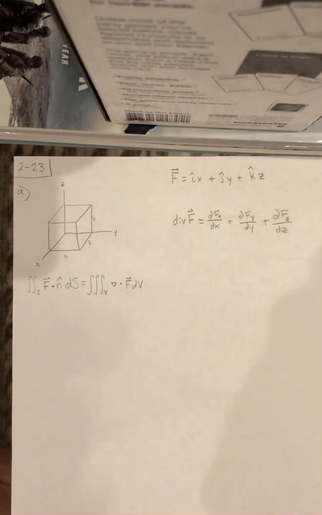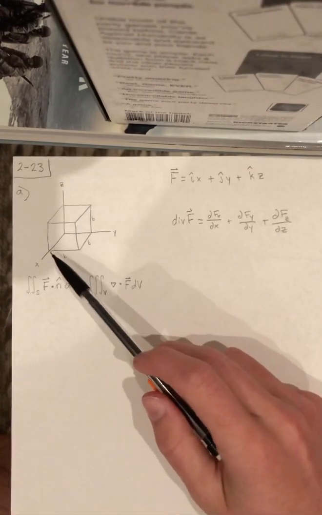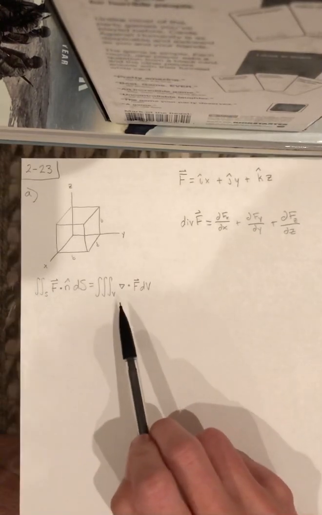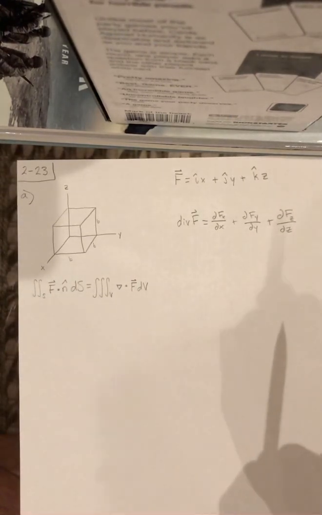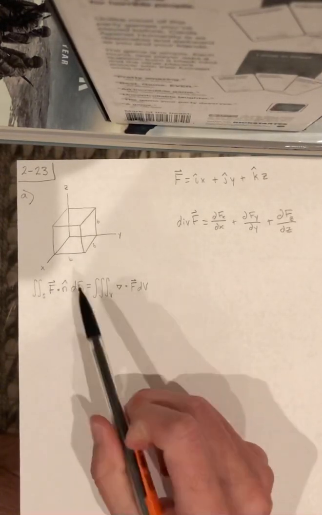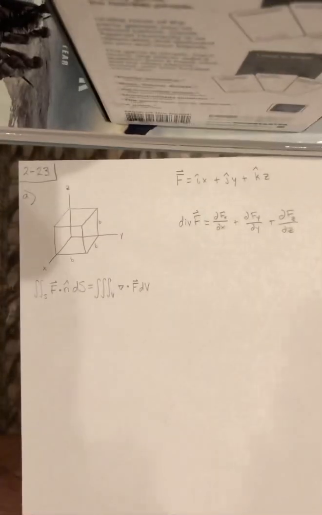All right, I was assigned problem 23 in chapter 2, and this question asks us to prove the divergence theorem for several scenarios. So part A asks about a cube with side length of b. This is the divergence theorem right here. We're going to need to prove that the surface area double integral is equal to the volume triple integral.